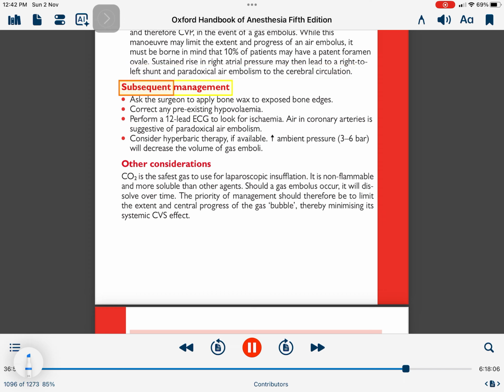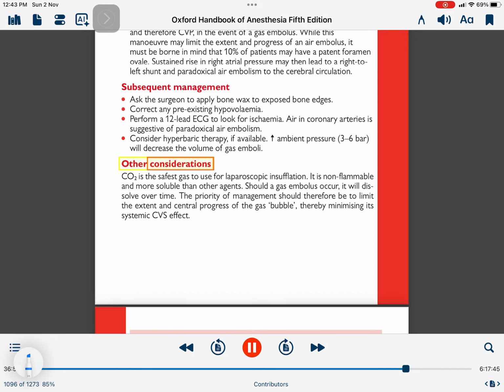Subsequent management: ask the surgeon to apply bone wax to exposed bone edges, correct any pre-existing hypovolemia, perform a 12-lead ECG to look for ischemia. Air in coronary arteries is suggestive of paradoxical air embolism. Consider hyperbaric therapy, if available: ambient pressure of 3-6 bar will decrease the volume of gas emboli.